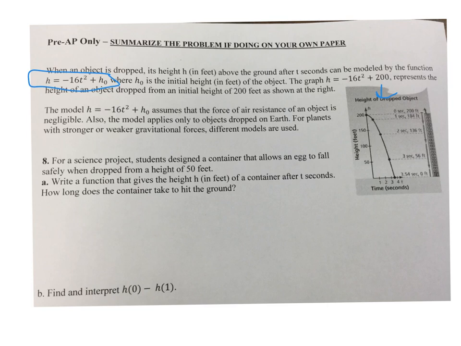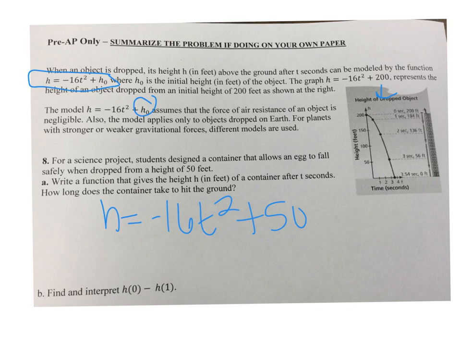Okay, so for a science project, we have a container that allows an egg to fall safely, but it drops at a height of 50. Remember, this right here is your initial height, your height at time 0. So it says write a function. Well, the only thing we are going to change is the initial height, which is 50. So that's all we had to do for that little piece. It's still going to be negative 16t squared, but it's starting at the height of 50.